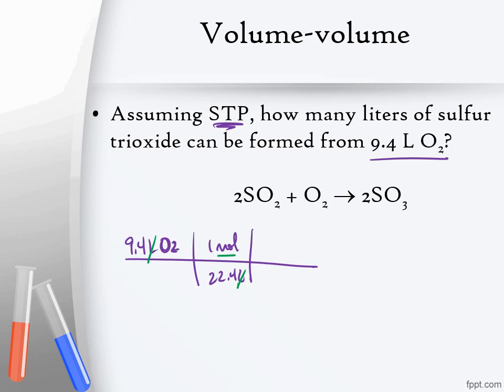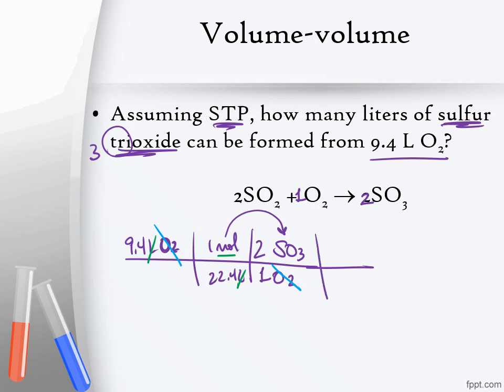I have O2. I want it to go away. Put O2 on the bottom. I want to flip my O2s into sulfur trioxide. Tri is 3. So SO3. Coefficients, I have a 2 in front of my SO3, invisible 1 in front of my O2. What cancels out now? O2. Gone. We're left with moles of SO3, but I don't want moles of SO3. I want liters of SO3. So I'm going to take those moles, put them on the bottom, flip my moles back into liters.